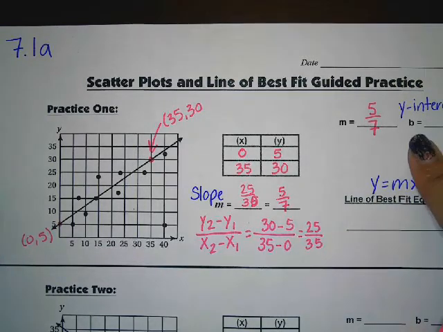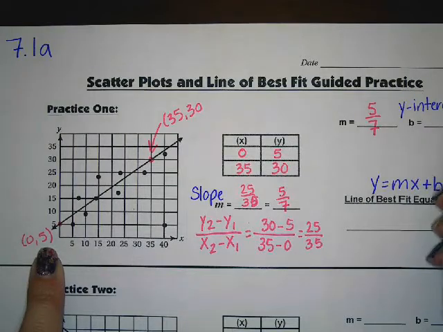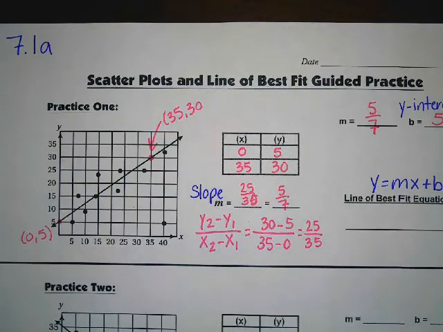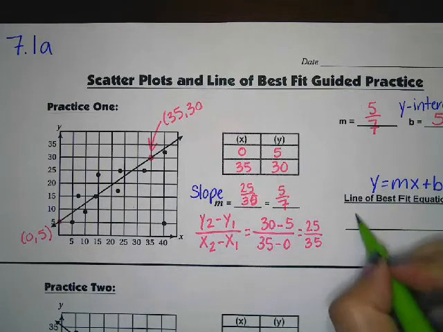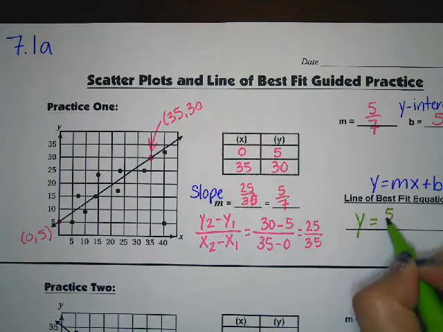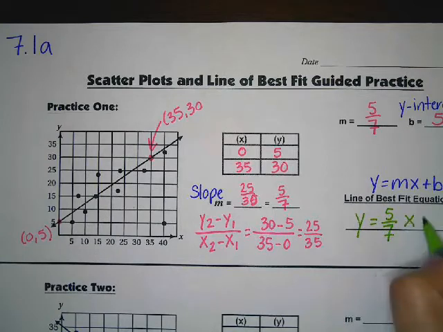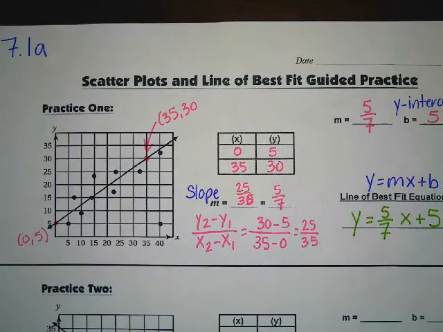My b value is that first point that we found. It was at 0, 5, so b is just going to be 5. So when I write my final equation, I'm just using those two values. So y equals 5 over 7 x plus 5. Okay, so the other two on that page are going to be done exactly the same way. So now let's go ahead and look at the second page.